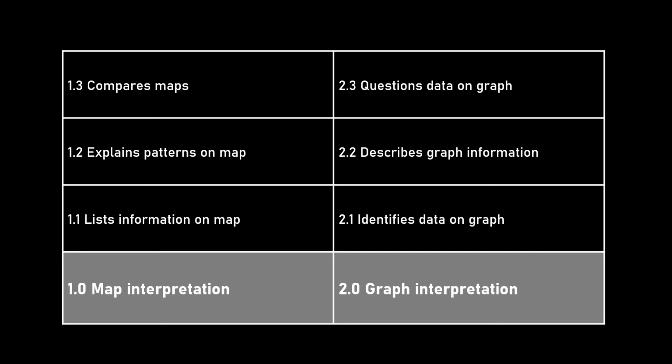And we've identified 3 different levels of sophistication that a student can show those skills. With map interpretation, we think our lowest kids can list stuff. Then higher ability students can explain patterns, and the top students might be comparing some different maps. Same with graph interpretation, we've got 3 different levels there as well.